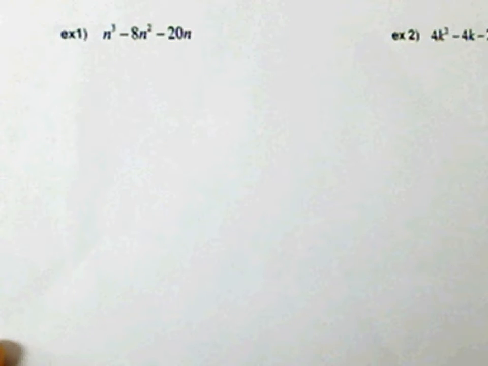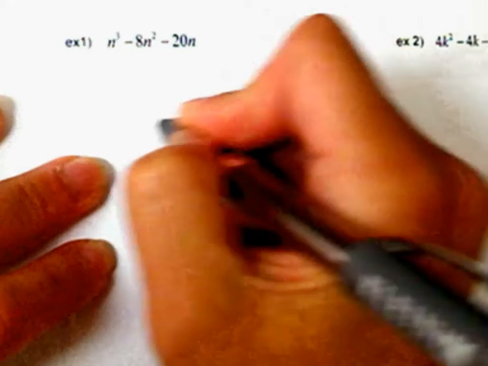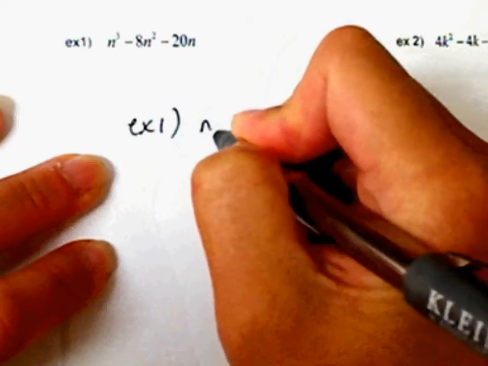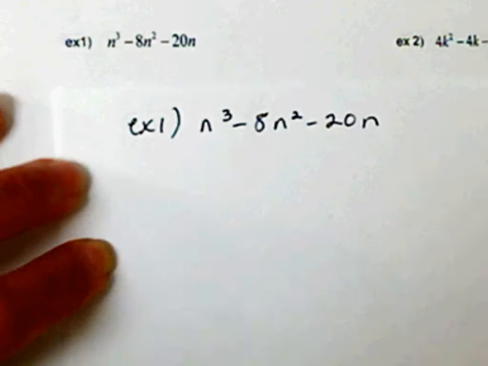Welcome to Factoring Trinomial Review. We are going to be factoring trinomials and binomials. So let's take a look at example 1. Example 1, you have n cubed minus 8n squared minus 20n.